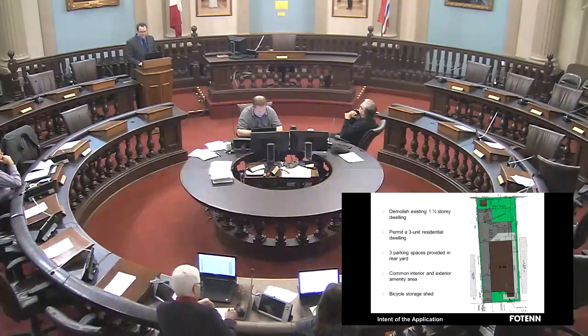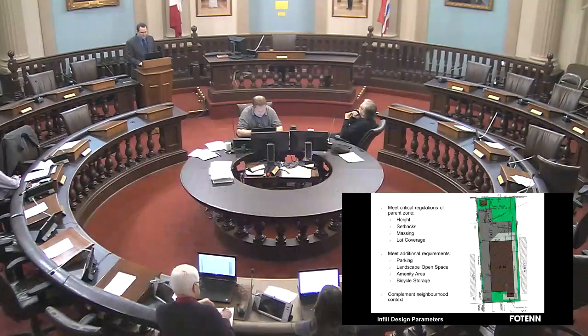So this is a conceptual plan for the proposal, which would be to demolish the existing house and then reconstruct a 3-unit residential dwelling. It would provide 3 parking spaces, 1 for each unit, and there would be common interior and exterior space, and there would be an enclosed shed for bicycles.